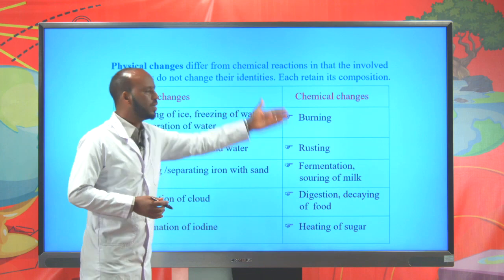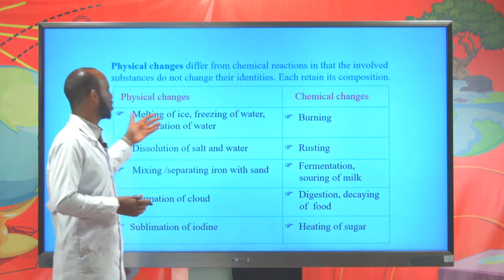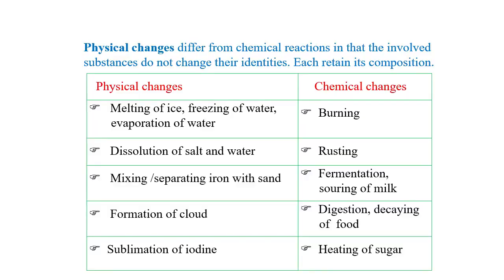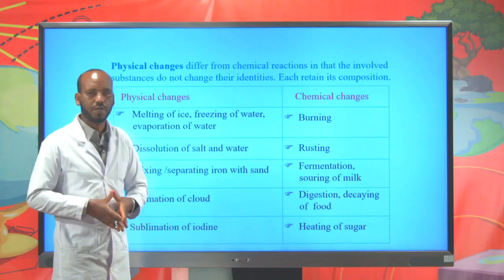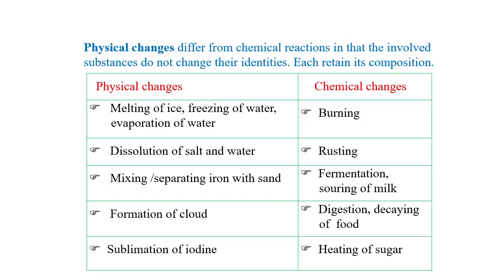These are some examples of chemical and physical changes. Change of states is an example of physical change. Melting of ice, freezing of water, evaporation of water, dissolution of salts in water, formation of solution are examples of physical change. Mixing or separating iron with sand, formation of cloud, sublimation of iodine. Again, this is change of states. All these are examples of physical changes.